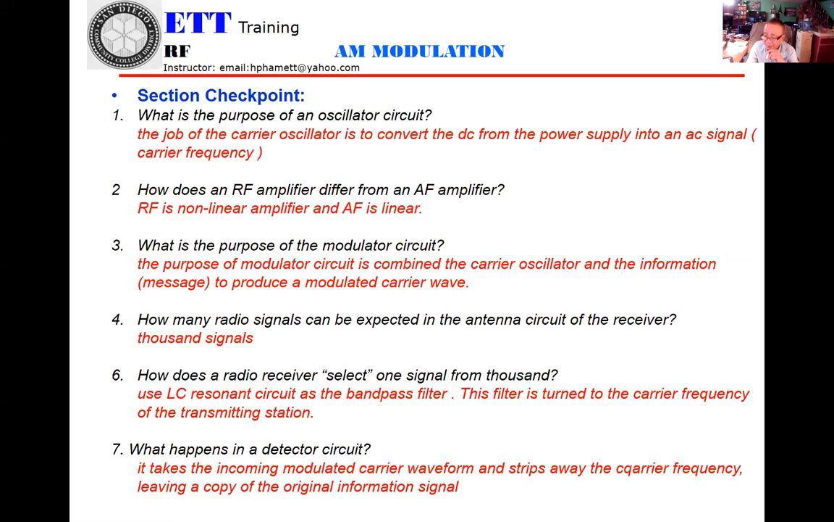Okay, number 7. What happened in detector circuitry? That means when the signal already goes into your radio, it takes the incoming modulated wave carrier waveform and strips away the carrier frequency, leaving a copy of the original information signal. That means when they reach the radio, modulated wave, carrier wave, they have to remove the carrier frequency to get back your voice. That is a detector.